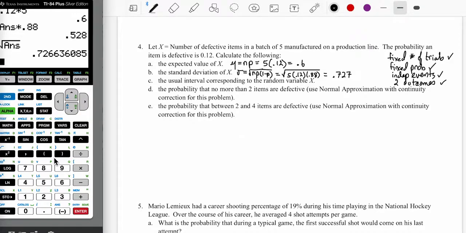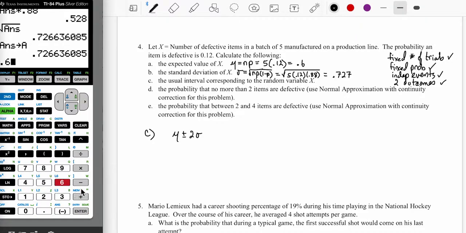They're asking for the usual interval corresponding to the random variable x. Usual means mu plus or minus 2 sigma. I want to hang on to this value, so I'm going to store it as A, as alpha math. The 0.6 was easy enough, so I could just type that, but I don't want to type the whole decimal, or even a rounded version of it.